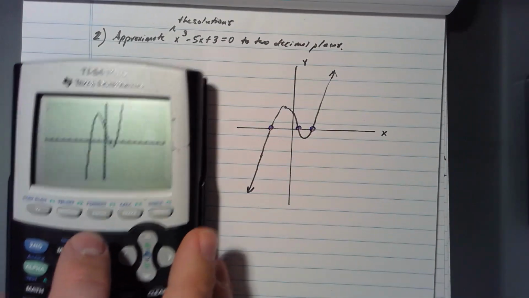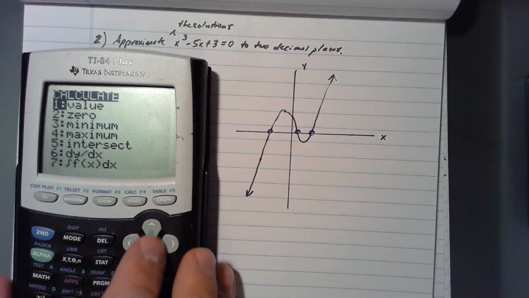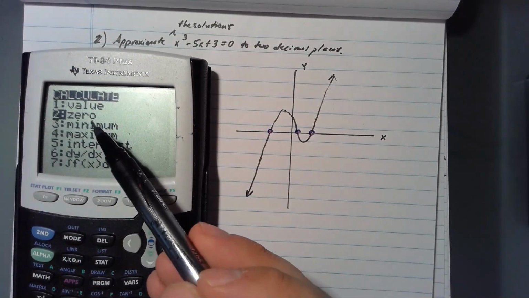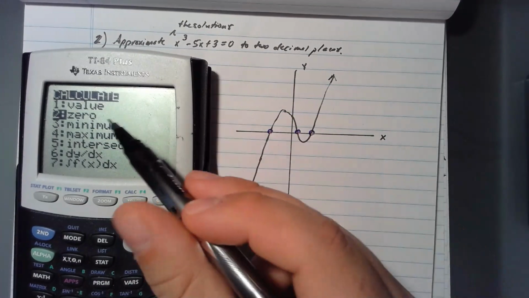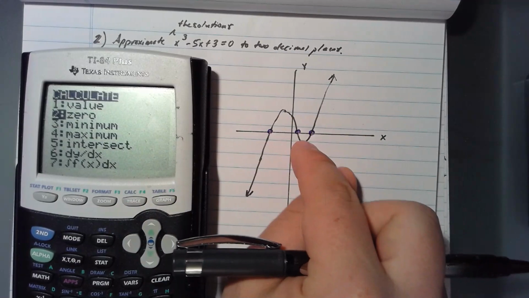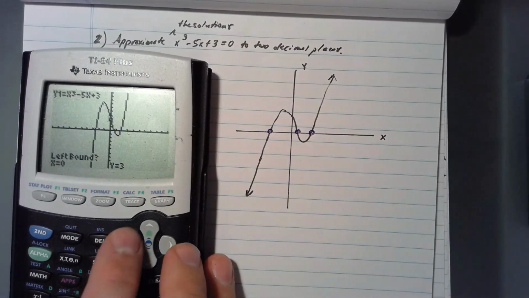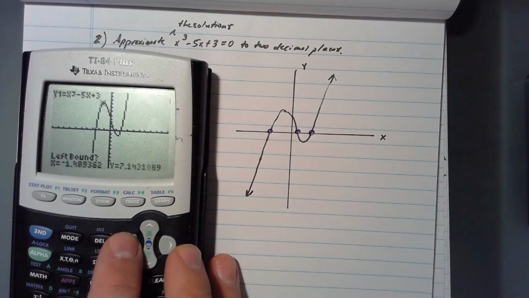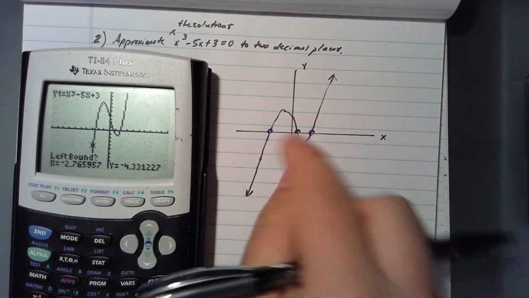So to do that in your calculator, you're going to go to second trace to get to calculate. You're going to go down to number 2 to find the 0. We're trying to find the zeros of this equation. The 0 is the point of x where the equation equals 0. So hit enter there. And what you're going to do is you're going to go to the left bound. So we're going to do each one. I'm going to do this one first.